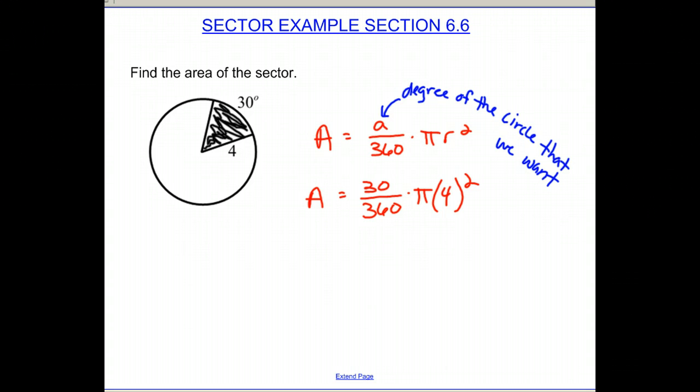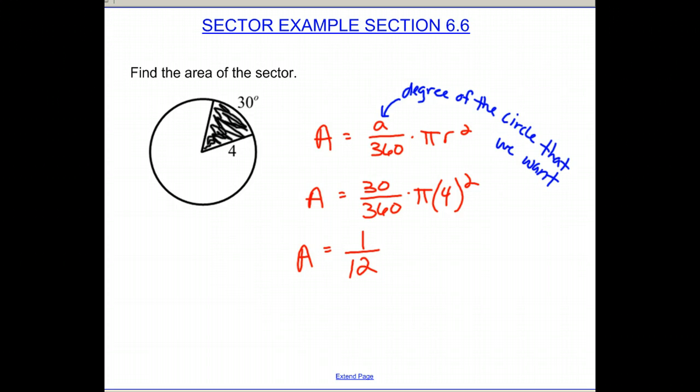So r is 4. Now, I want you to leave everything in terms of pi. It makes my answer a little cleaner. So don't worry about multiplying through by pi. Let's just simplify everything else that we have. So I have A equals 30 over 360. We can break that down to a much smaller fraction. We get rid of these zeros, we have 3 over 36, and then 3 over 36 breaks down to 1/12. So 30 over 360 breaks down to 1/12.